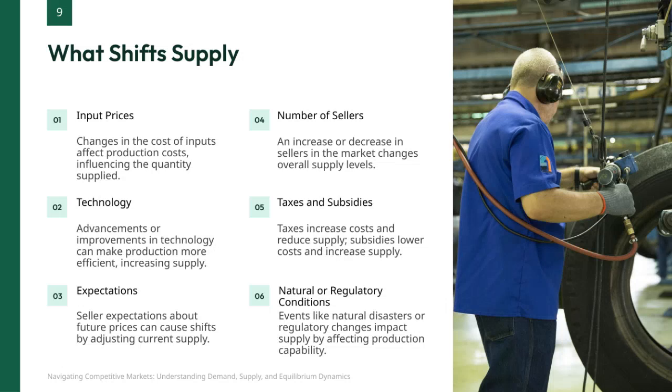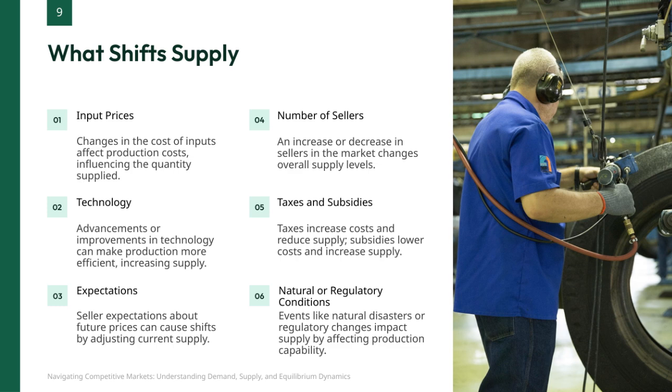Here we explore the key factors that cause shifts in supply. First, input prices play a crucial role. When the cost of materials or labor changes, it directly impacts production expenses and how much suppliers are willing to provide. Next, technology advancements can boost production efficiency, allowing suppliers to increase supply more easily. Seller expectations about future prices also matter. If sellers anticipate higher prices ahead, they might hold back inventory now, reducing current supply.